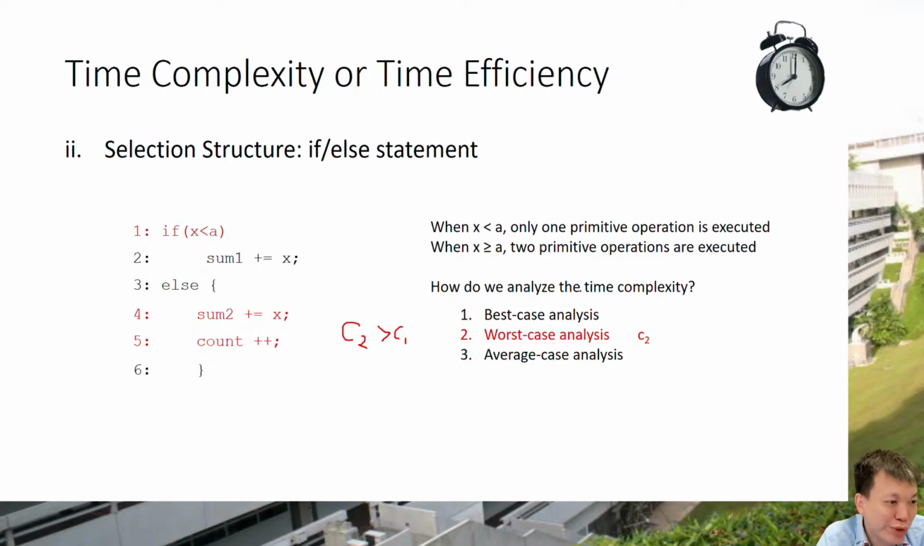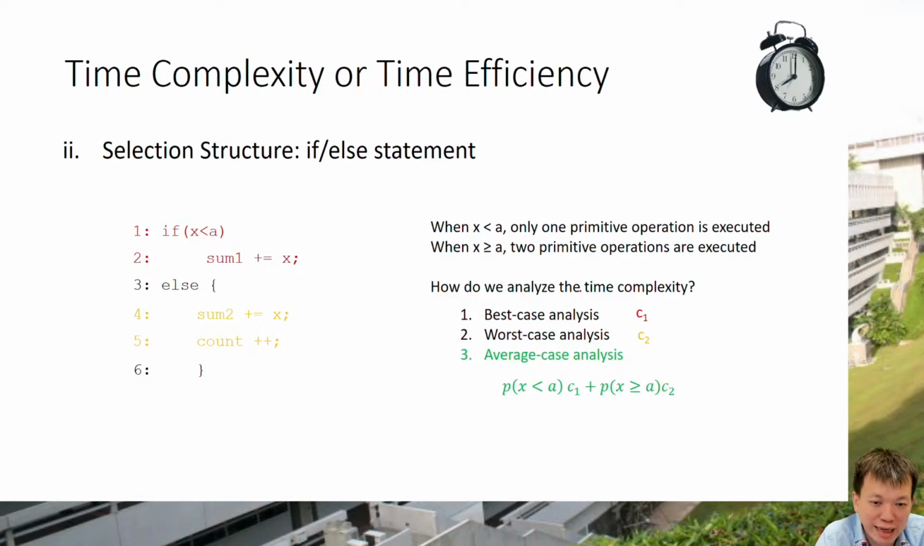Average case means you need to know all the possible scenarios, and for each possible scenario you need to consider the probability of occurrence. Like in this simple example, you only have two cases, C1 and C2. Either you run this part or this part. If you run this part, let's say the chance is P1. The probability to run the other part is 1 minus P1, since you only have two cases. Then this one costs C1, and this one costs C2.